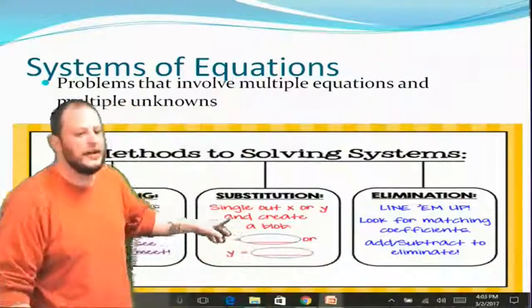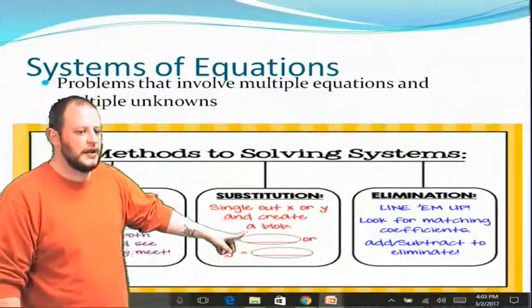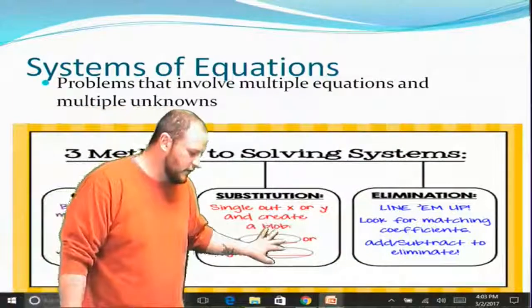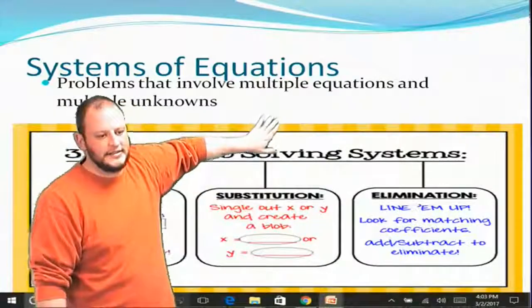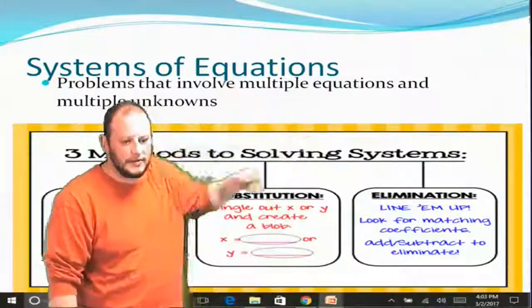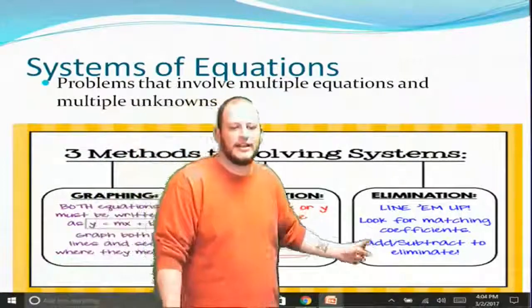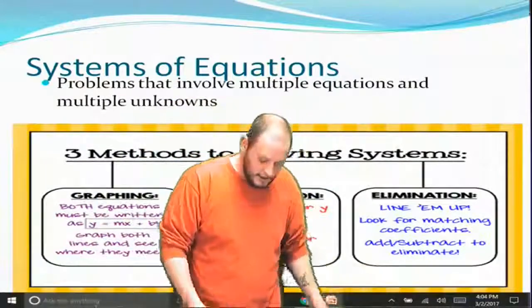You can use substitution. This is how I will probably solve this one. Single out x or y and create a blob is what that says, but really you solve for x in one equation and then you sub it in for the x in the other equation, or vice versa. Solve for y and then sub the y into the other equation. The final thing you can do is elimination. You can line them up, look for matching coefficients, and add or subtract to eliminate.